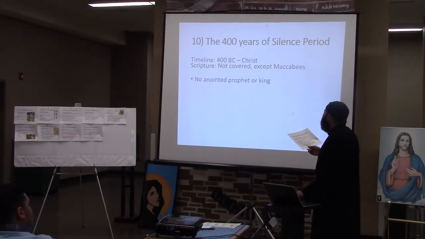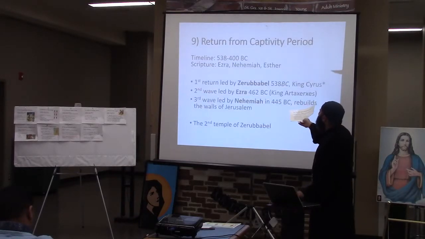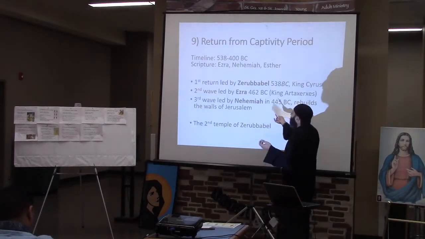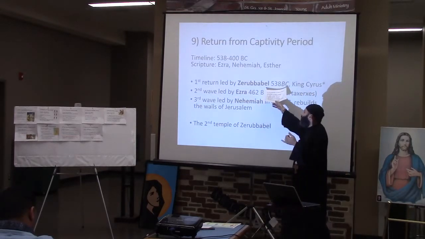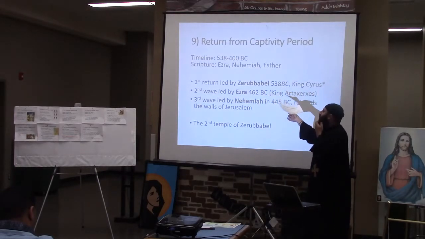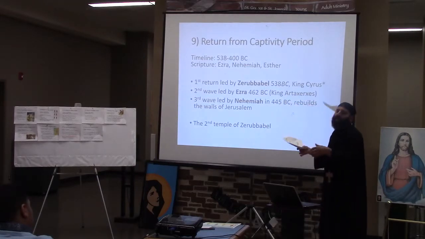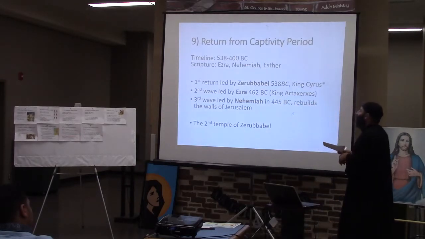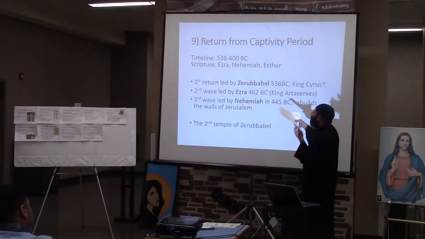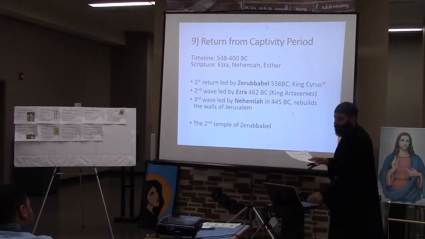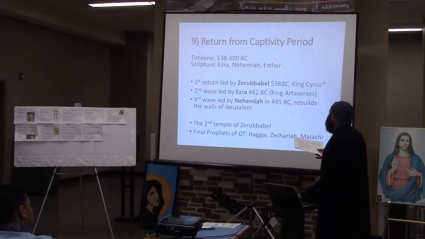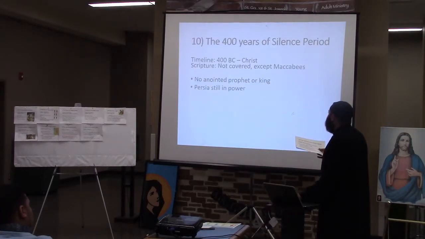So there's no anointed prophet or king. And by the way, when we say they returned, they're not allowed to have a king anymore. They returned, but they're still being ruled by the Persians. That doesn't mean they can have their own king and be independent. They don't have freedom. They're still under the rule, but they're allowed to build the country. So they don't have a king. They don't have a prophet. Persia is still in power.